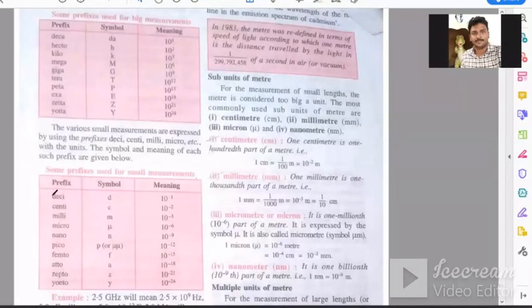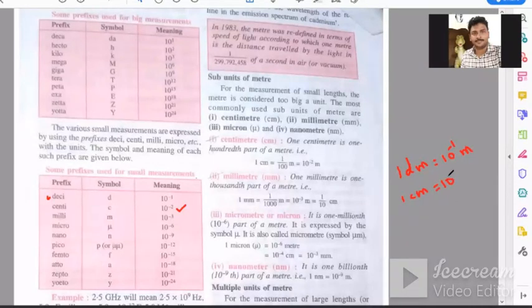Okay. For example, this is 1 decimeter. So for deci we are using small d symbol and m. So 1 decimeter is equal to how much? 10 raised to power minus 1 meter. Okay. Similarly, we are having 1 centimeter. So 1 centimeter, that is 1 cm, is equal to 10 raised to power minus 2.